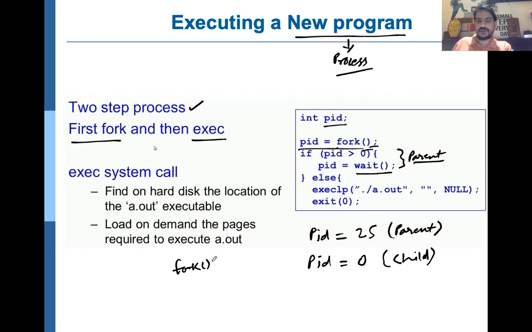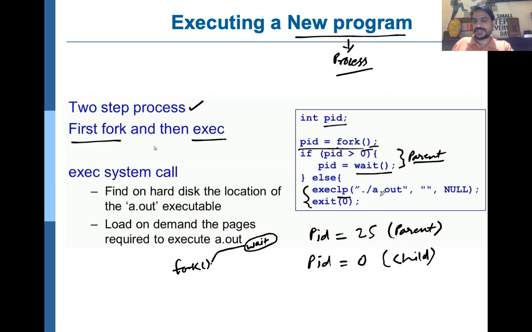Once the fork system call is called, the parent will go to the wait state. And the child, what will the child do? The child will call the exec system call. Here we have the variations of the exec system call, which are called execlp, execvp, execp. So there are around seven variations of the exec system call which can be called.